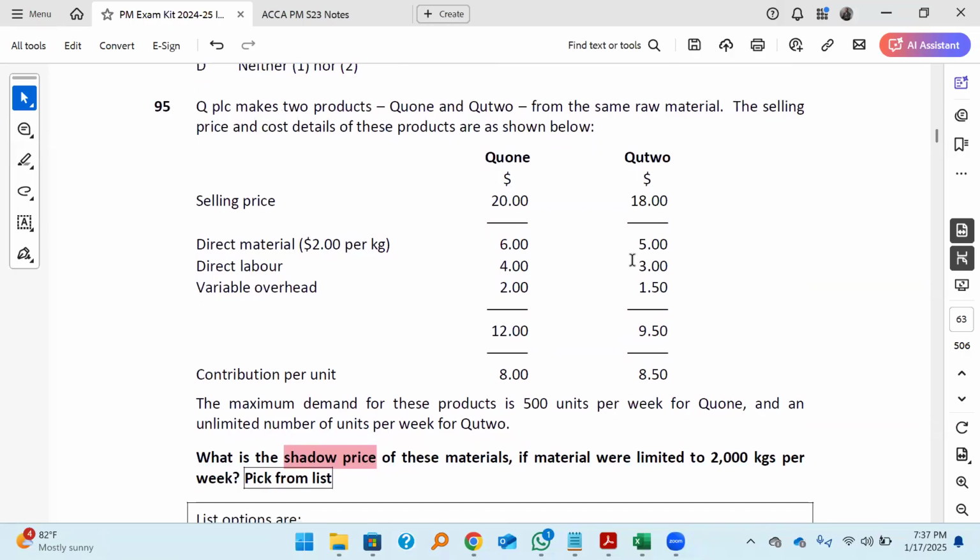Okay, and they are asking us for the shadow price of the materials.